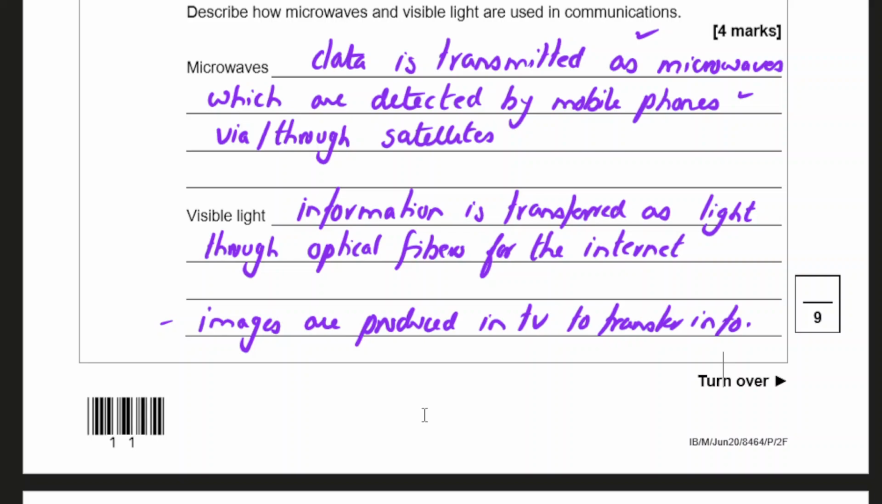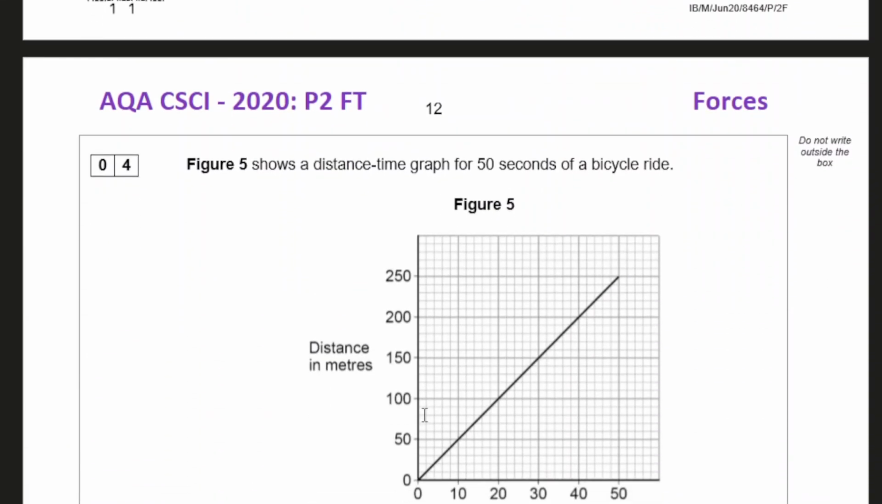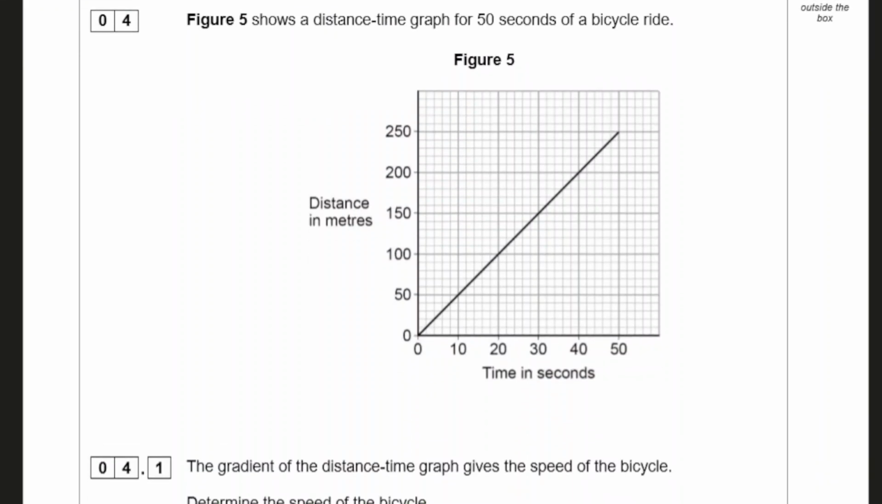That's the end of question number 3. Let's have a look at question number 4. Question number 4 is on the topic of forces. Figure 5 shows a distance time graph for 50 seconds of a bicycle ride. So on the x-axis is the time in seconds and the y-axis is distance in meters.